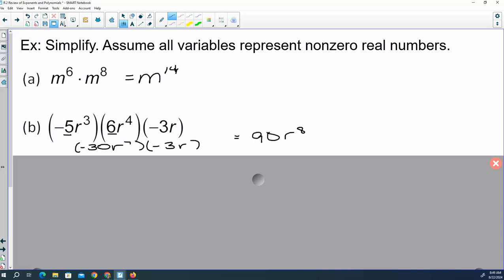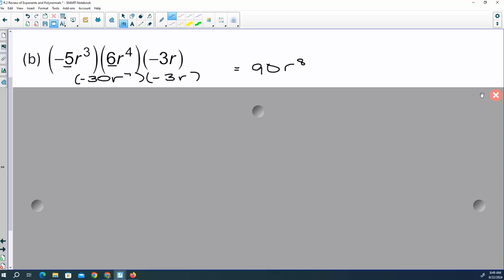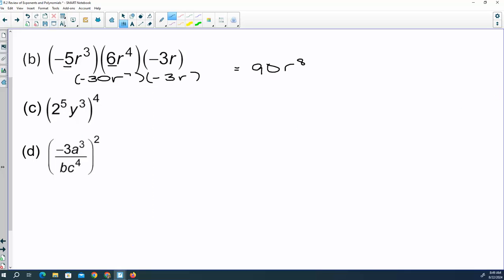Okay, I'm going to put a couple up here and I want you guys to try them. So just take a couple minutes and see if you can figure out what these are.